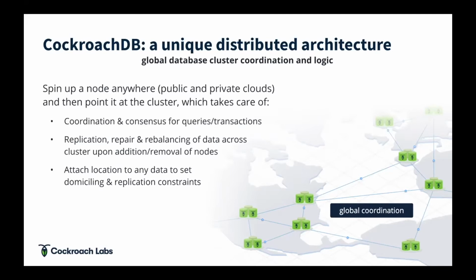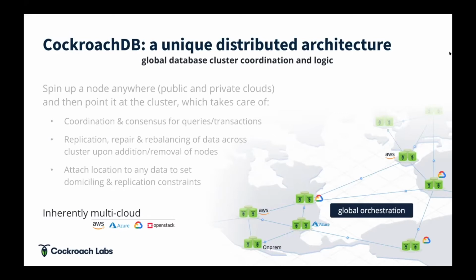But what's interesting is when you start to deploy these nodes in different places, there's no more manual sharding of the database either. We actually automate all of that. I'll go through that a little bit. And then we can do something really unique in that we can attach data to a location. We can do something called geo-partitioning, which is kind of a unique characteristic of CockroachDB.